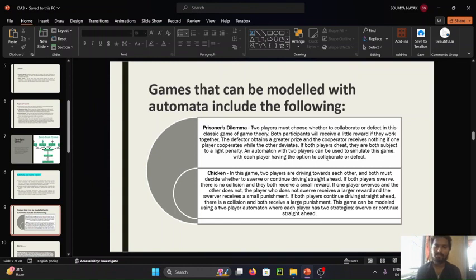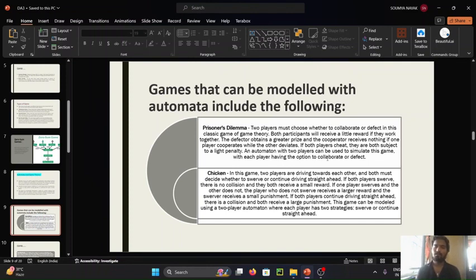Talking about the first example, the prisoner's dilemma. In this classic game of game theory, two players must choose whether to cooperate or defect. Both participants receive a small reward if they work together. The defector obtains a great prize, and the cooperator receives nothing, if one player cooperates while the other defects. If both players cheat, they are both subject to a lengthy penalty. An automaton with two players can be used to simulate this game, with each player having the option to cooperate or defect.